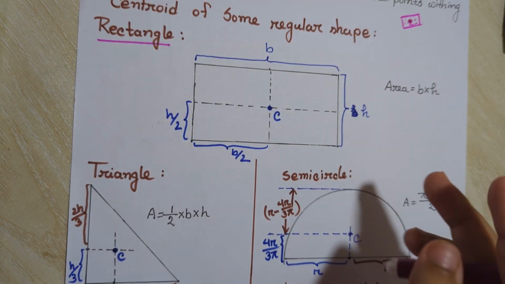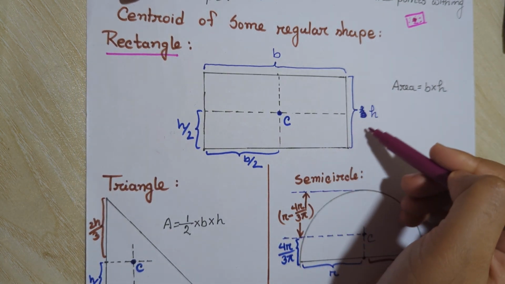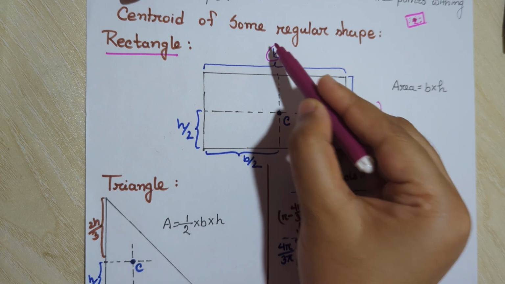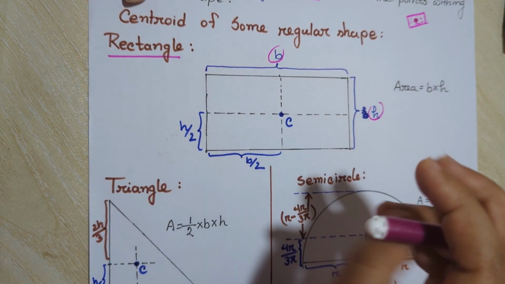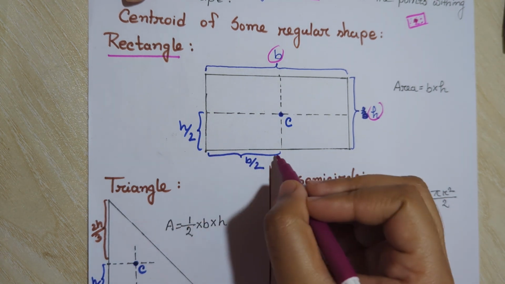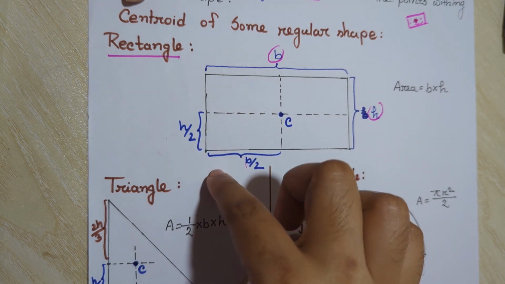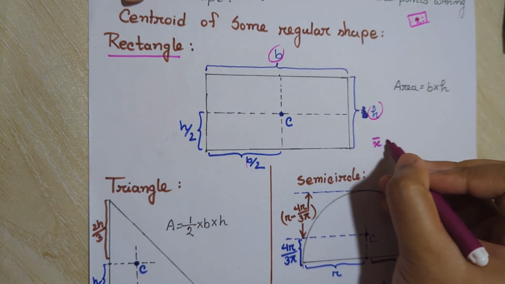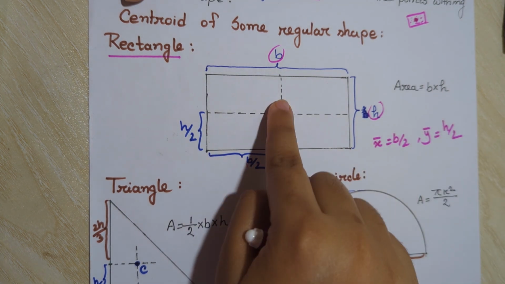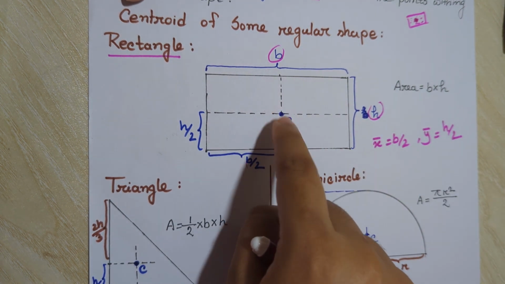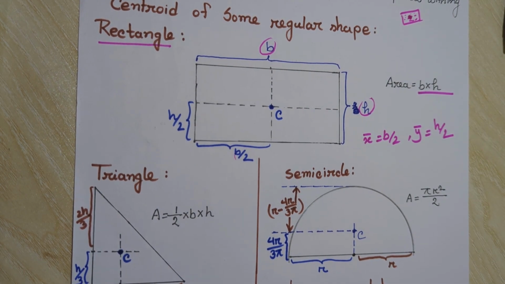If we want to find the centroid, as it is a regular shape, suppose the height of this object is h and the width of the object is b. For a rectangle, the centroid is situated at the middle. It means we have to go along the x-axis b by 2, half of the width, and half of the height, h by 2. So our x bar will be b by 2 and our y bar will be h by 2. If we go in this direction, we will find the centroid of this rectangle. And the area of this rectangle is width into height.